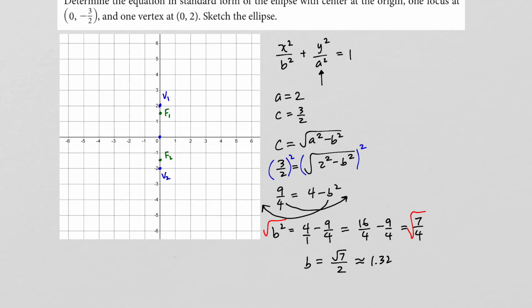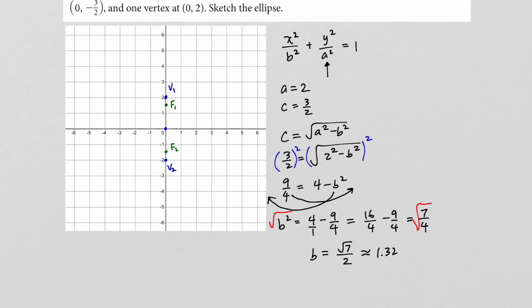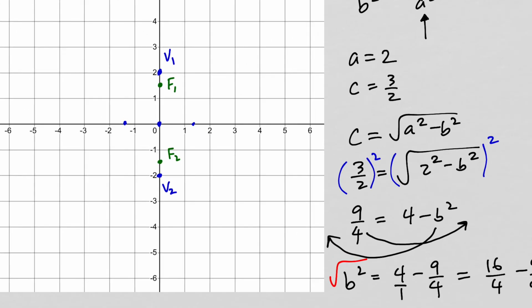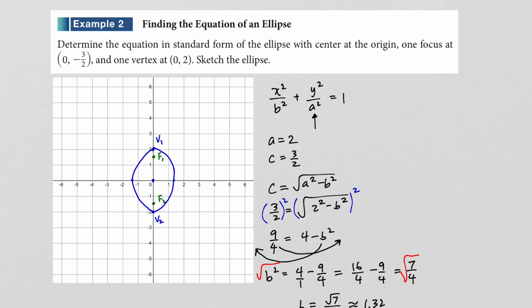Okay, so now let's complete our graph. For the graph, we know that the minor axis is going to be 1.32 units to the right of the center and 1.32 units to the left of the center. And I will sketch an ellipse now through those points the best that I can. So this is more or less what the ellipse looks like. And then the final thing we need to do is finish the equation.